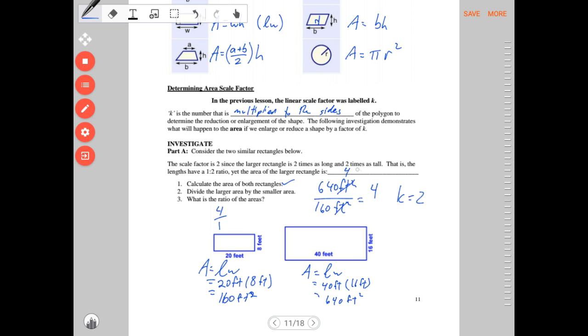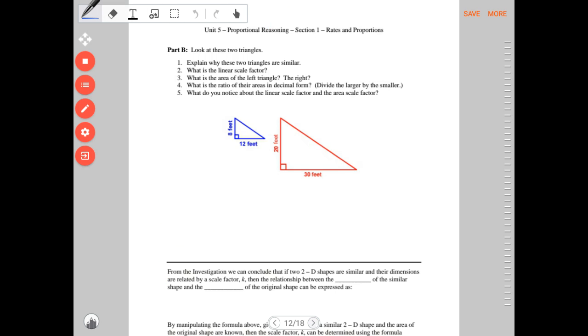So let's just say 4 times bigger. Interesting. So the scale factor is 2, but the area is 4 times bigger. Interesting. Well, we'll tie that in here in a second.